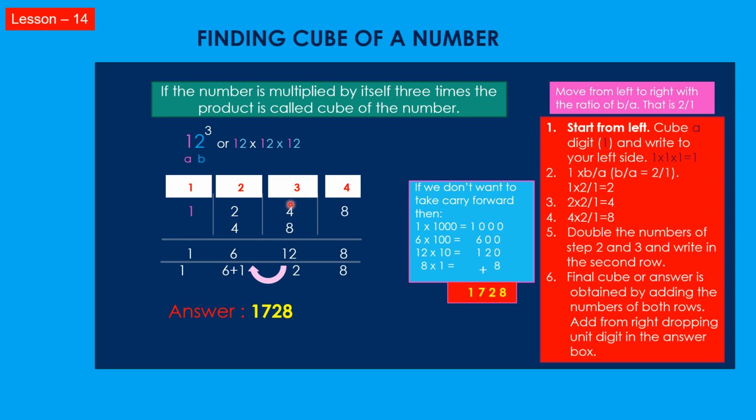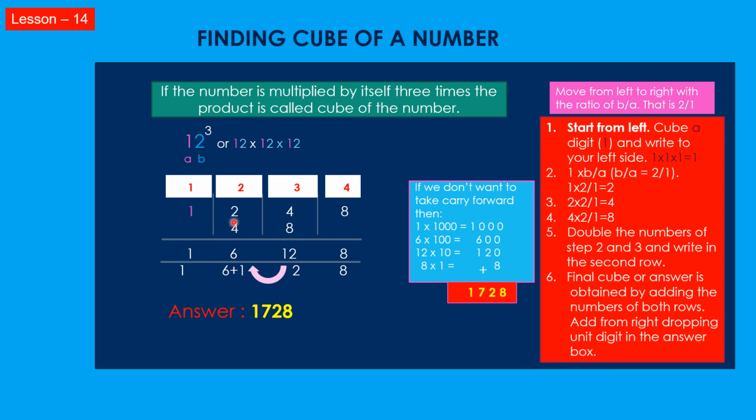Third step, what do you do? In the second step you got 2, so in the third step you do 2 times b by a. 2 times 2 by 1 gives you 4. Next step, you do 4 times b by a. In the fourth step, 4 times 2 by 1. What do you get? You get 8.